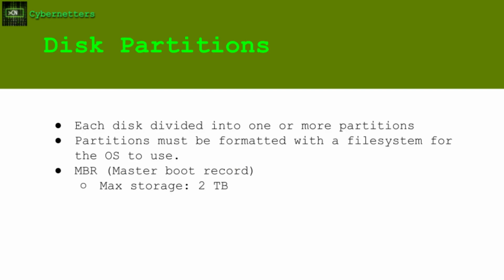A hard drive for Unix or Linux is divided into one or more partitions, which allows different sections of the disk to be used for specific purposes. Each partition must be formatted with a file system before the OS can use it.